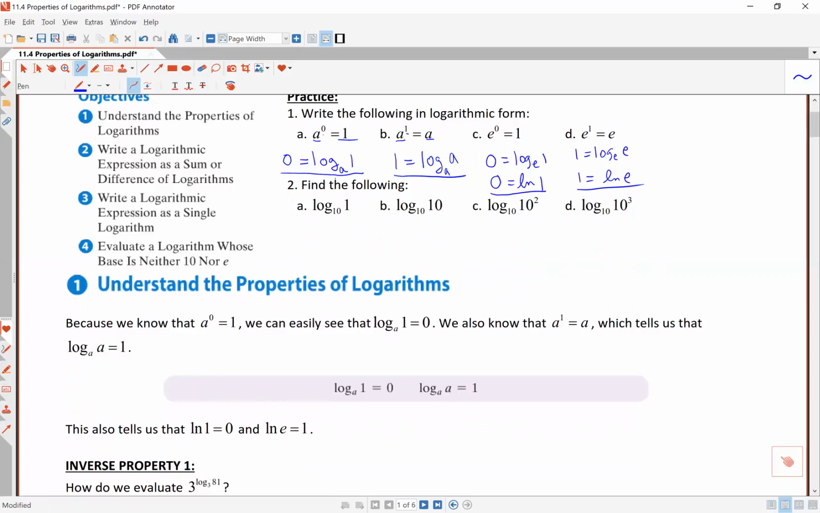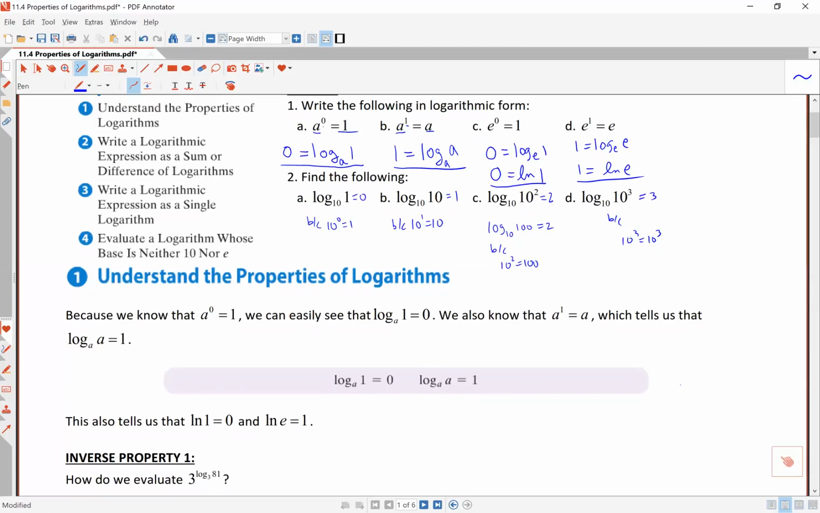So with that being said, the log base 10 of 1 is 0 because 10 to the 0 is 1. The log base 10 of 10 is 1 because 10 to the first is 10. Log base 10 of 10 squared is equal to, well, you can think of that as the log base 10 of 100, which is 2, because 10 squared is 100. So with that same property, this should be 3, because 10 cubed is 10 cubed. So these will be formalized as a property of logarithms.